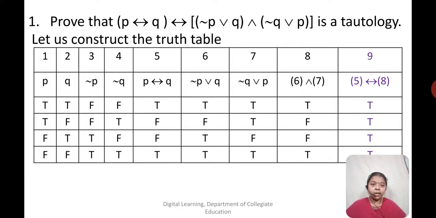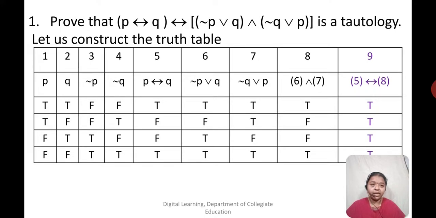Now negation Q values are in column number 4, negation P values are in column number 1. We are going to use the same concept as we have done in column 6. So if both the values are capital F, then it is going to be F. In other cases, it is going to be T. Now when I look into column number 4 and column number 1, you can see the third combination has both F. So that is the reason the third value in column 7 is F. In all other cases, it is T. So we have finished all the small values here.